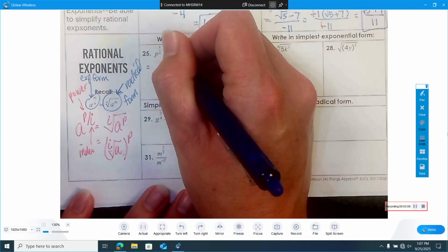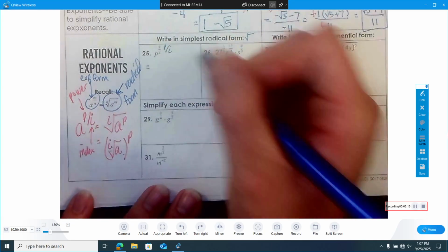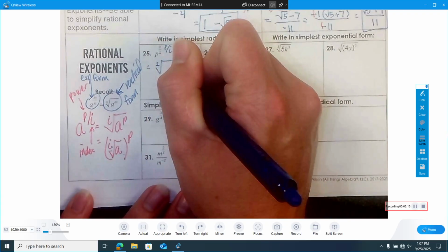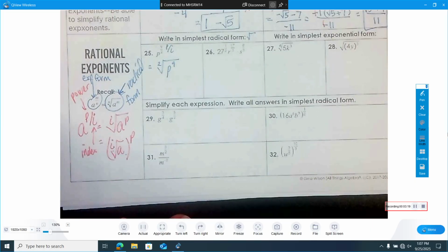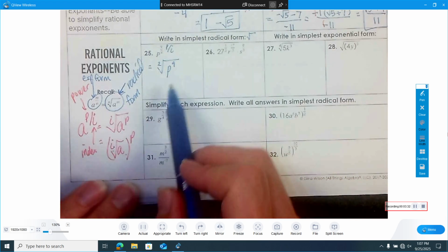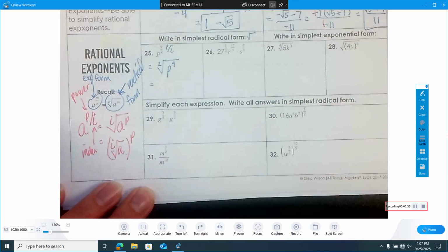So this is power over index. So what's the index? 2. It's a square root. And then we have p to the 9th. That's how I would write that. So this is the square root of p to the 9th. And now we need to simplify that. So you imagine this is a whole lot of p's. I think I said 9 p's. Okay. A whole bunch of p's out there. So how would we clean that up? How does it simplify?